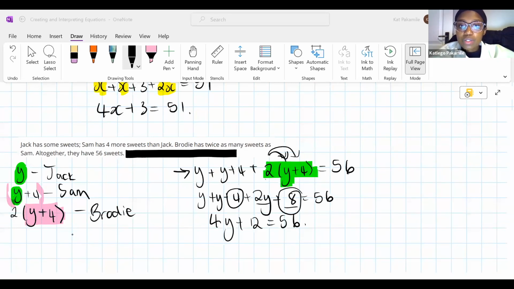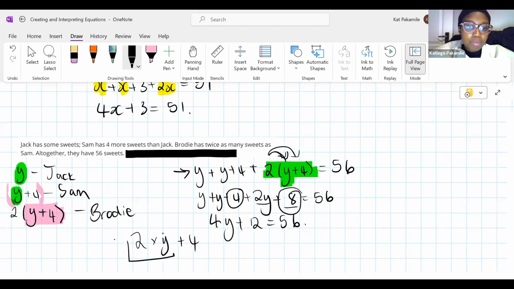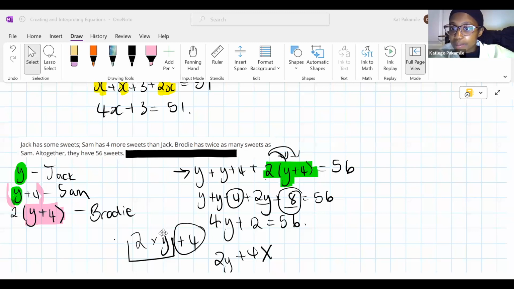You're welcome. I saw someone said, why did we use brackets with Brody at Y plus 4? Because if you don't use brackets, look what happens. You're going to say 2 times Y plus 4. Then you're only going to multiply the Y, and you're not going to multiply the 4. So you're going to have 2Y plus 4, which is incorrect because it should be 2Y plus 8. Blondie, I hope you see why we use brackets. If you don't use brackets, you're only going to multiply with the Y, and we want you to multiply with everything inside the brackets. Okay.